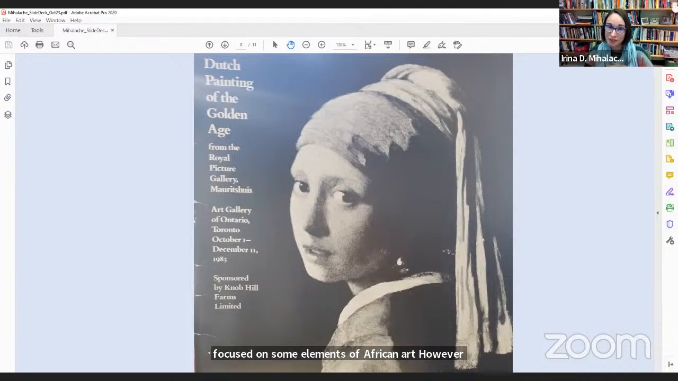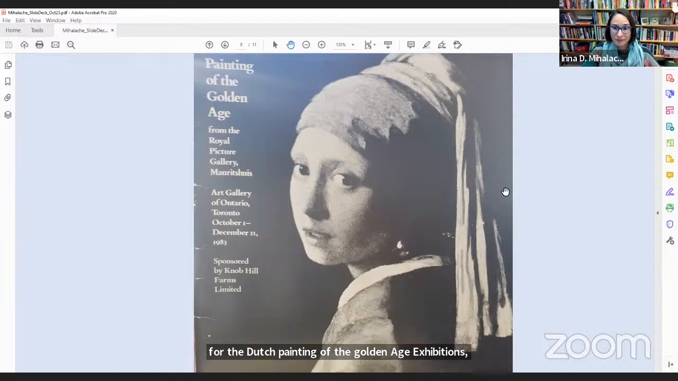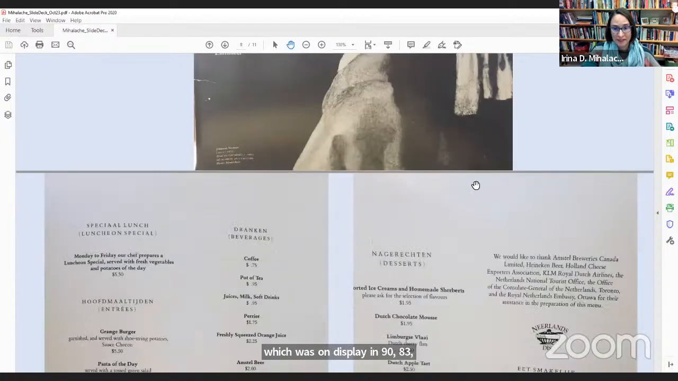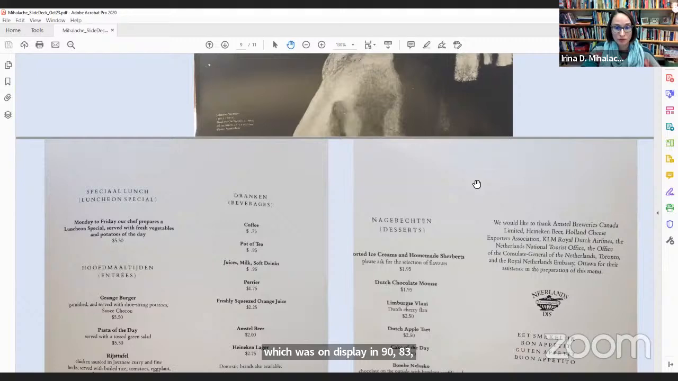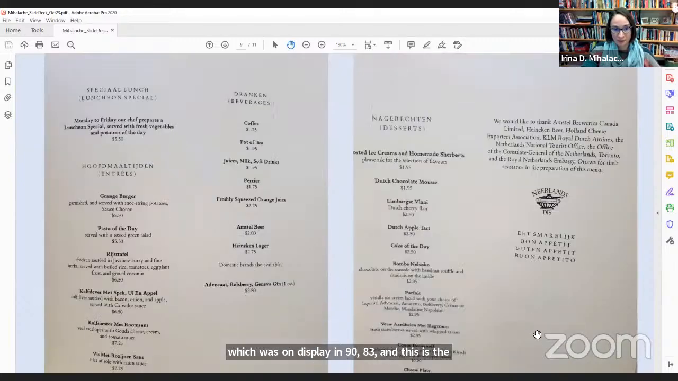However, what you see reflected on the restaurant menu is usually the very traditional European cuisines. So here, for example, you have a menu that was developed for the Dutch painting of the Golden Age exhibition, which was on display in 1983. And this is the menu that was part of that exhibition.